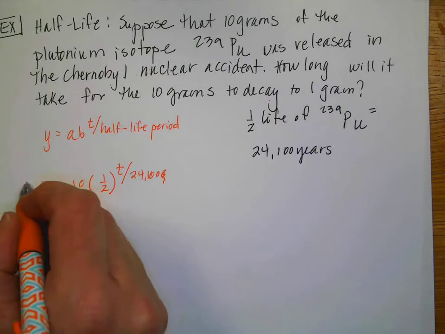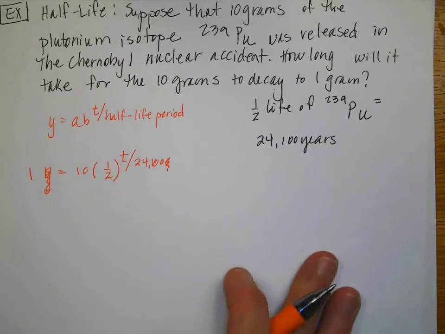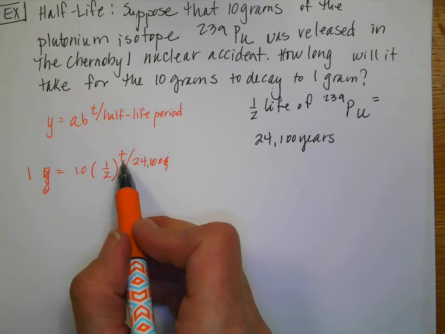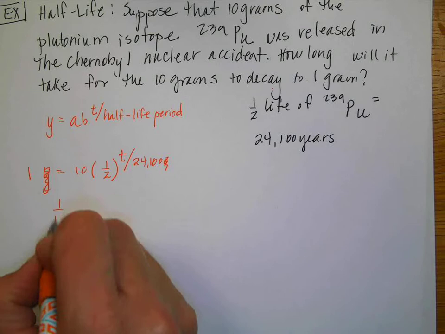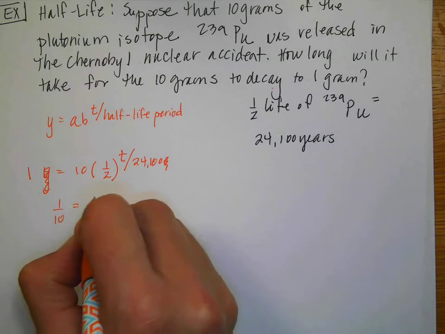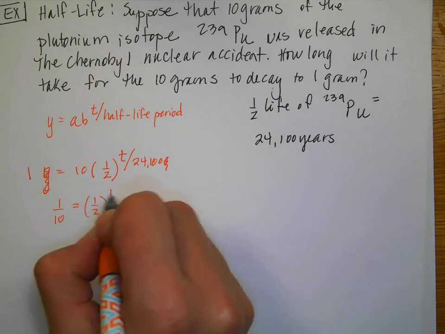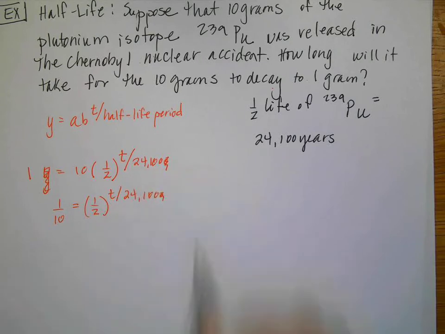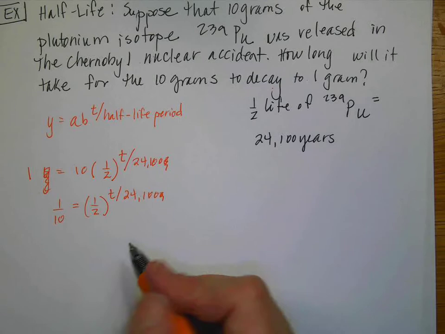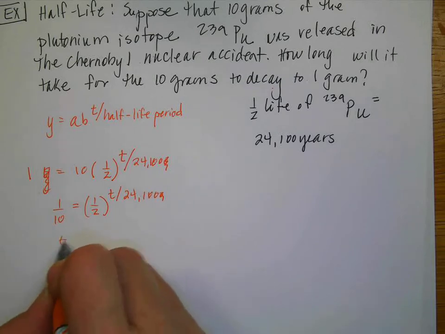So it says I want to know how long it takes to get to 1 gram. So I'm going to substitute the 1 gram in on the left, and then I'm going to solve for t. And again, I do that with logs. So I have to get rid of the 10 first. So 1 divided by 10 is 1/2 raised to the t divided by 24,100. Gosh, I keep wanting to put an extra 0 in.